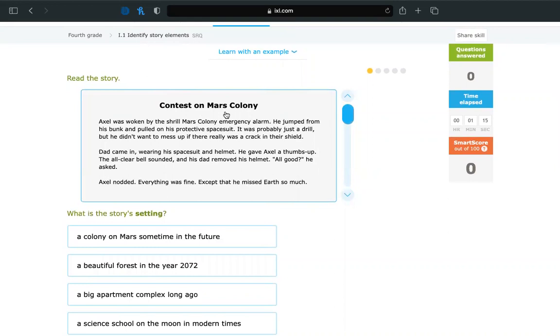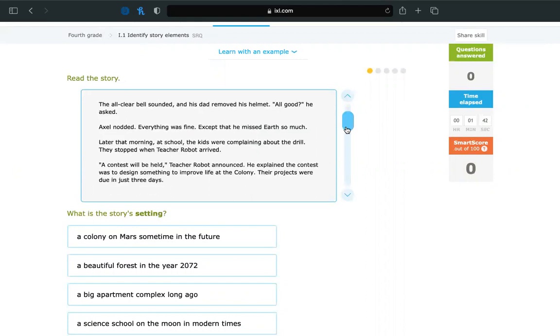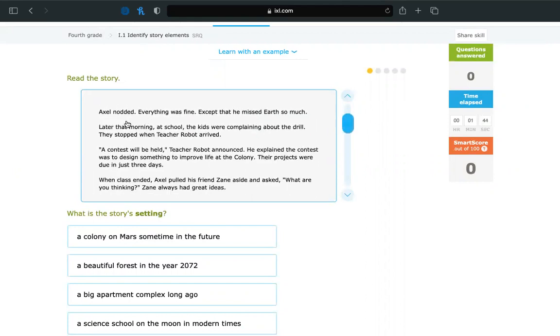The story is called Contest on Mars Colony. Axel was woken up by the shrill Mars Colony emergency alarm. He jumped from his bunk and pulled on his protective spacesuit. It was probably just a drill, but he didn't want to mess up if there really was a crack in their shield. Dad came in, wearing his spacesuit and helmet. He gave Axel a thumbs up. The all-clear bell sounded, and his dad removed his helmet. "All good?" he asked. Axel nodded. Everything was fine, except that he missed Earth so much.